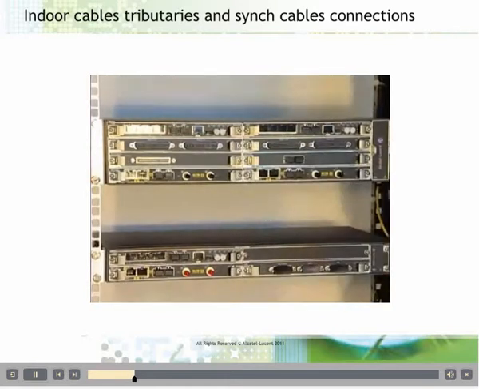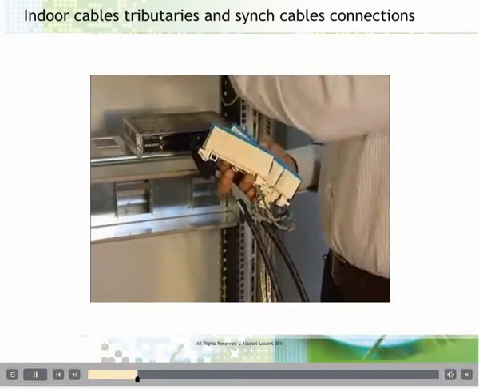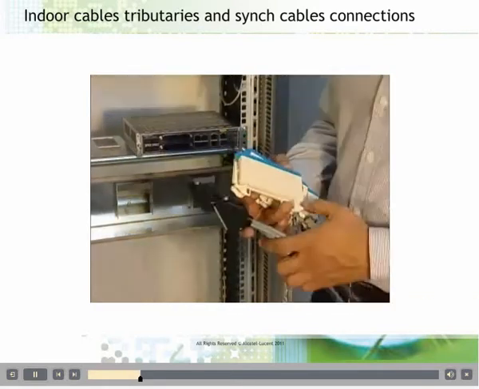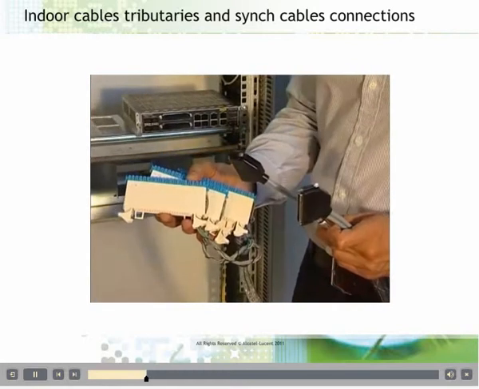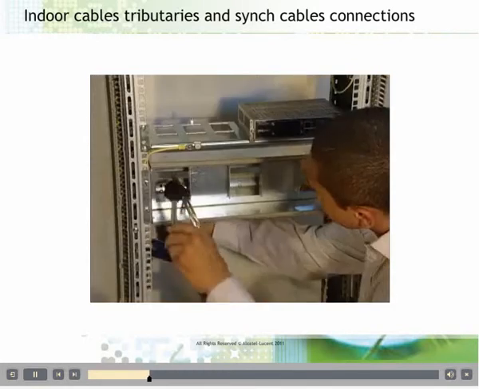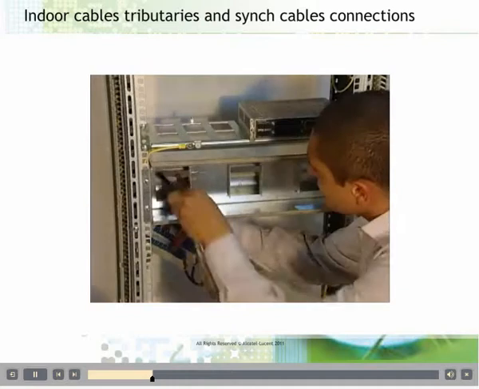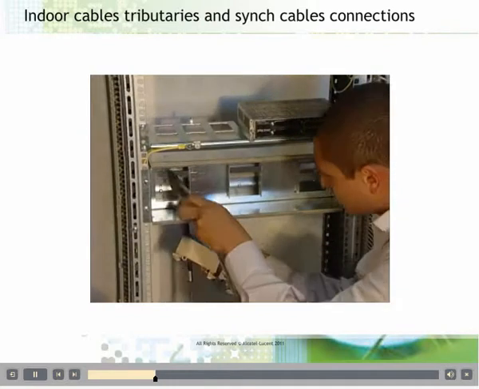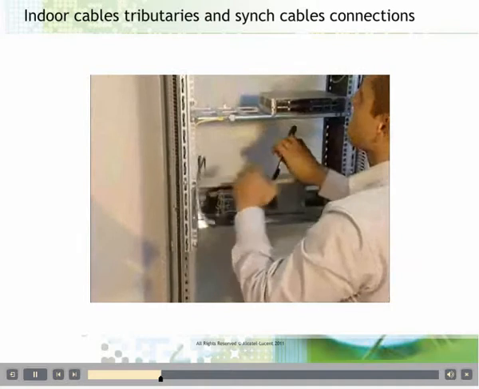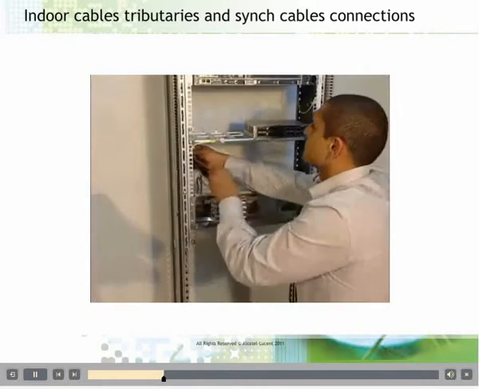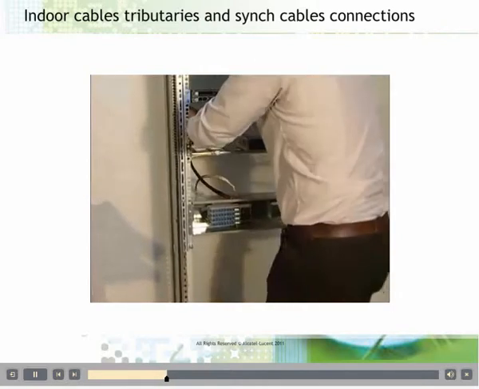The items needed for this kind of connection are two 16E1 tributary cables and the integrated DDF. Pass the cables through the opening and fix the blue blocks. Arrange the cables inside the rack by using tie wraps.